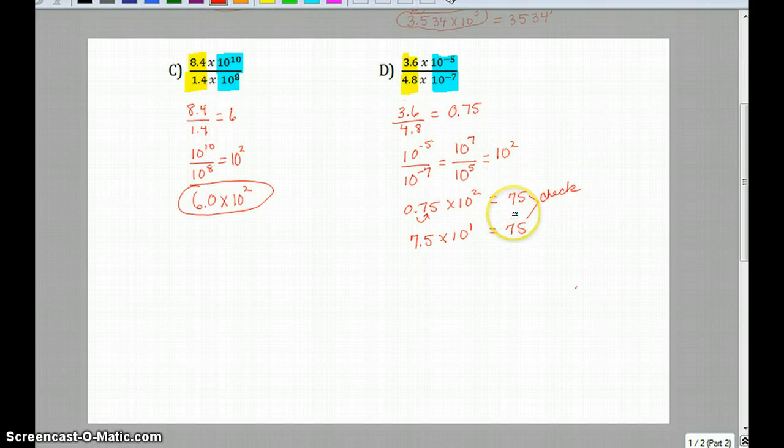It is not part of your problem. They just ask you to rewrite it or write your answer in scientific notation. This is your answer in non-scientific notation. So these are the same, and that means that these two scientific notation amounts are also the same. They are equivalent. Again, you're going to have some challenges.